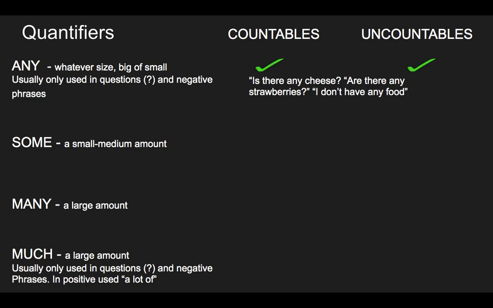So for example, here in a question, is there any cheese? Which is uncountable. Are there any strawberries? So with are there, because it's strawberries, plural. Or in a negative phrase, I don't have any food. Food, uncountable. Some, which is a small to medium amount, can use it with both. I need some tomatoes and some milk. No problems there.